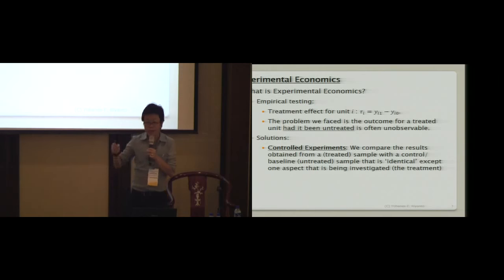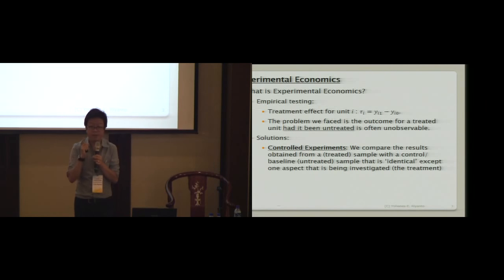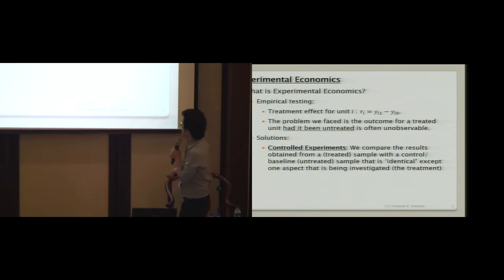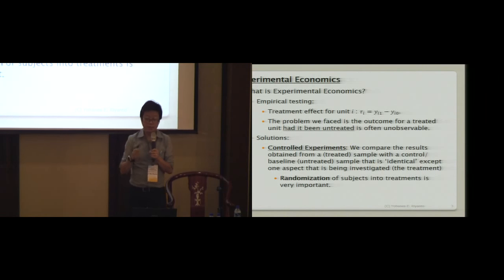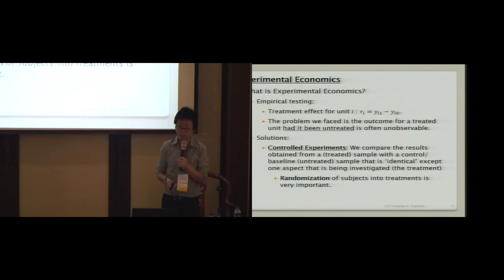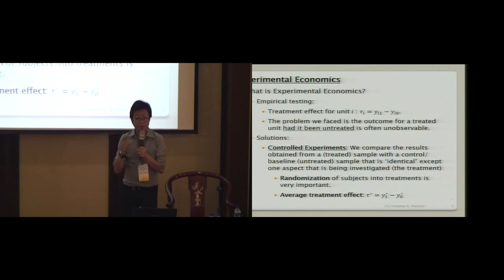So in this case, you compare control and treated. All else, everything's identical except the presence of treatment. Okay, so that's what we want to do. That is being investigated, the treatment. So how do we do that? For that, we need to have very good randomization. So we need to randomize subjects into treatments. And this is a very important aspect of experiments. Okay? So then, with that, we are interested in looking at the average treatment effect. So we are looking at the average, not any particular individual. So that is the difference between with treatment and without treatment on average.